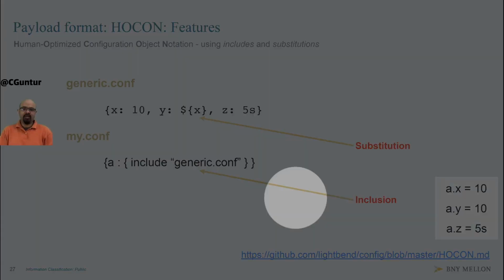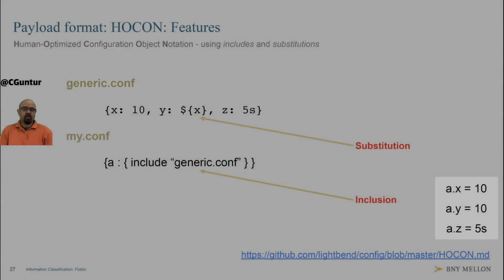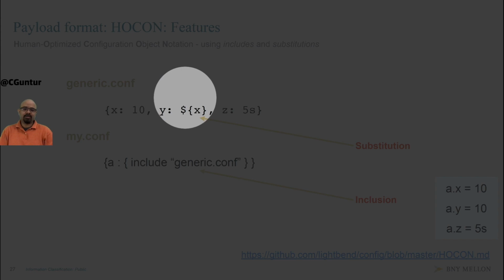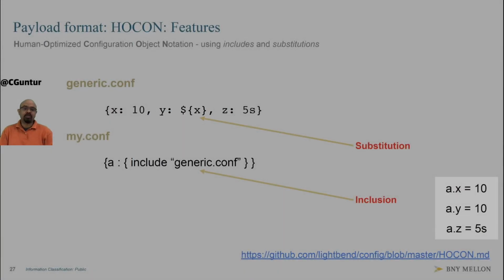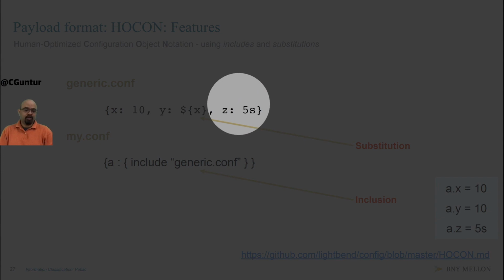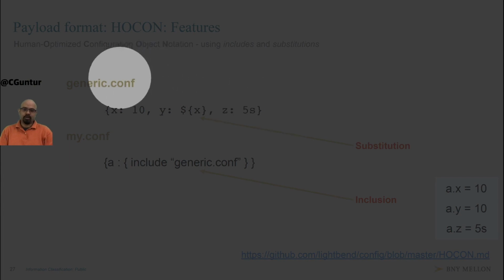Here is an example where we have substitution and inclusion. In generic.conf, one of the files, .conf being the standard extension for HOCON files, these are simple text files, and you could change the extension to whatever you want. In generic.conf, I have x declared as 10 and y is declared as $x. I am using substitution here. And z is declared as a 5 second duration, and we will take a look at that later. This is an example of substitution.